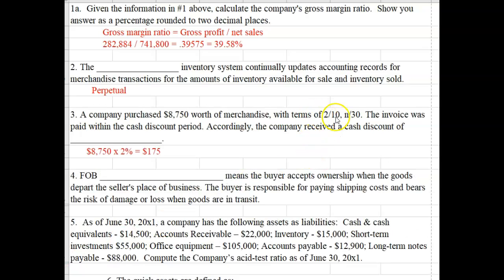Credit terms of 2/10, net 30 mean that the purchaser or buyer is allowed to take a 2% discount if they pay the invoice within 10 days. Otherwise, they have to pay the entire invoice without a discount within 30 days. Therefore, by paying it within the discount period, they received a discount amount of $175, calculated as $8,750 times 2%.